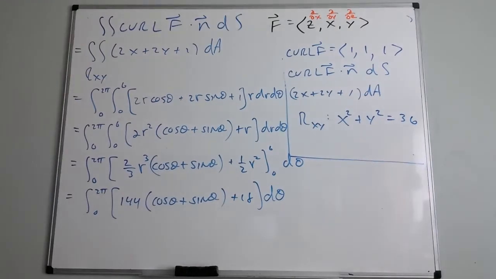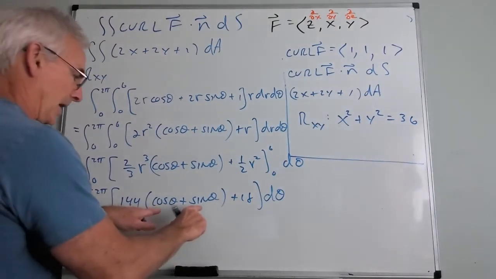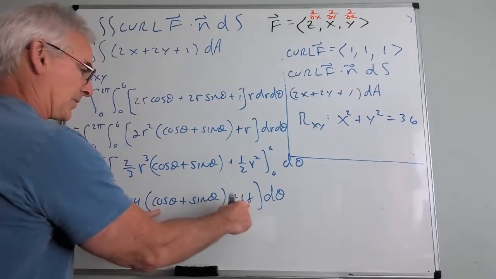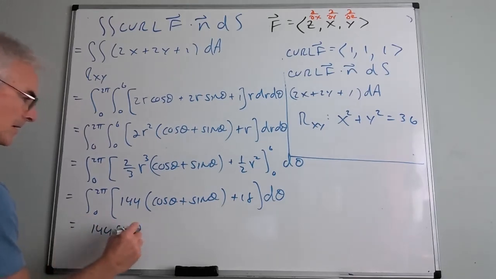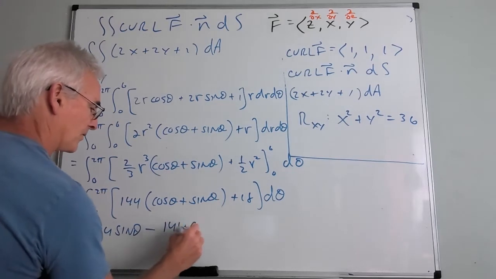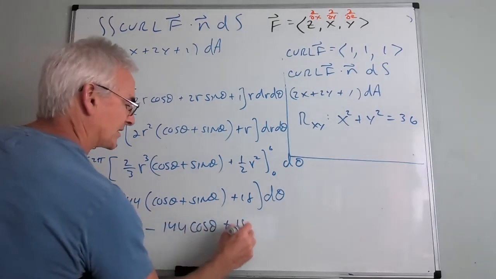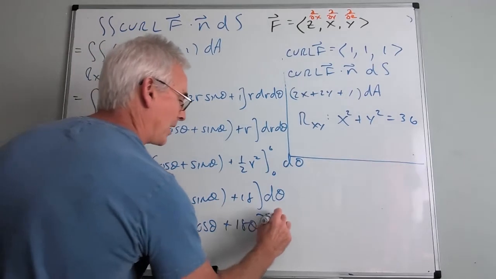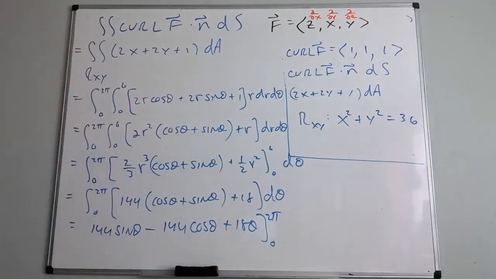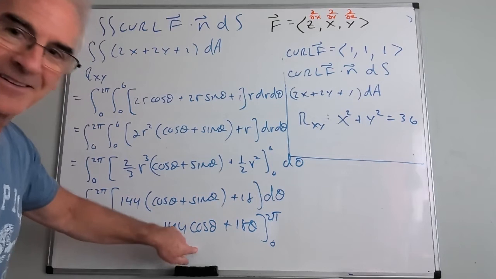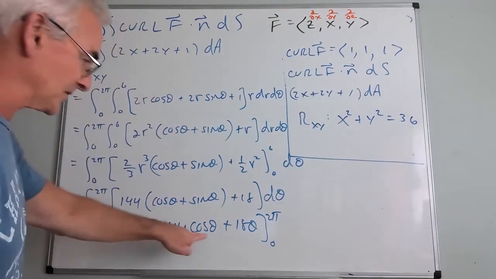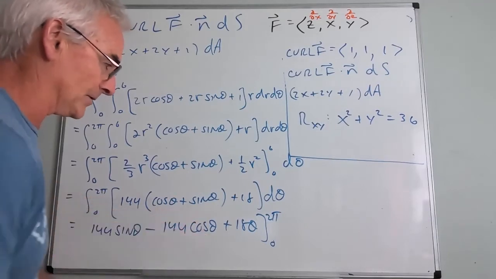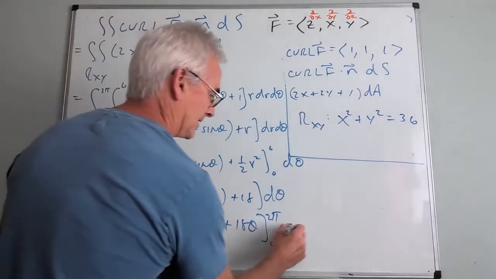Now from there, this is kind of nice because I'm integrating sines and cosines, and then I'm throwing in a theta here. So I think we're just about done. So I'm going to have 144 sine theta minus 144 cos theta plus 18 theta from 0 to 2 pi. Now, why do I love 0 to 2 pi? Because the sines and cosines cancel. They're gone. They're both 0. This is 0 at both ends. This is 1 at both ends, but they will cancel. So all I'm left with is that guy.